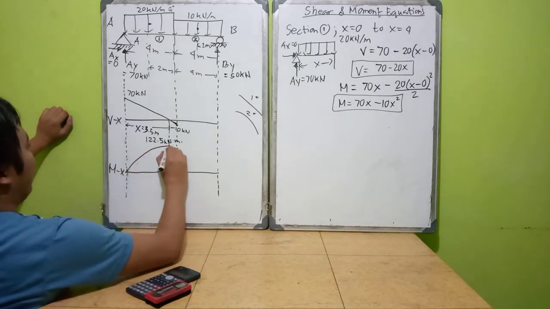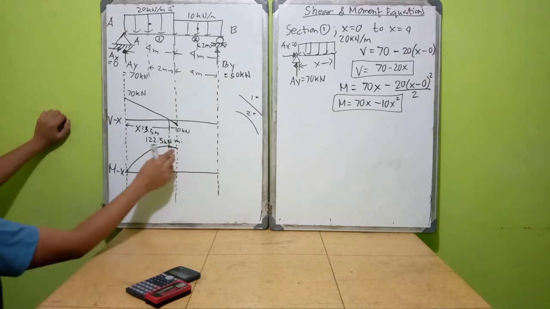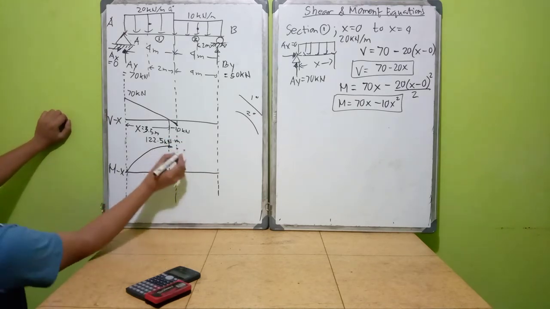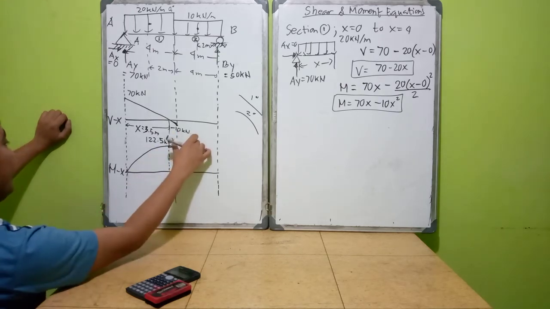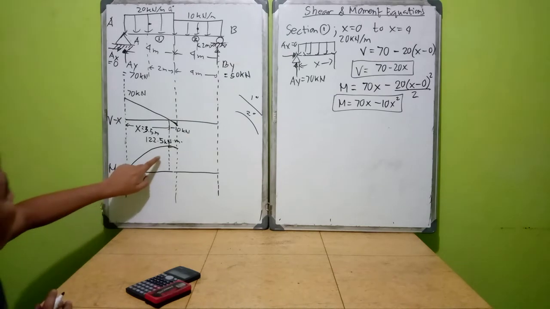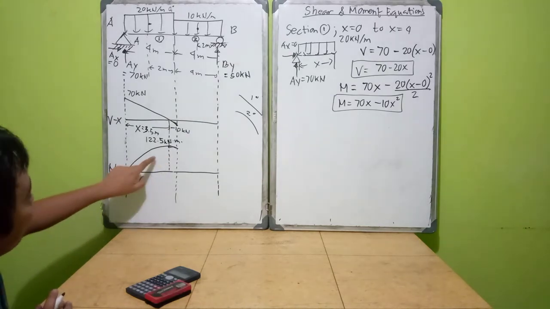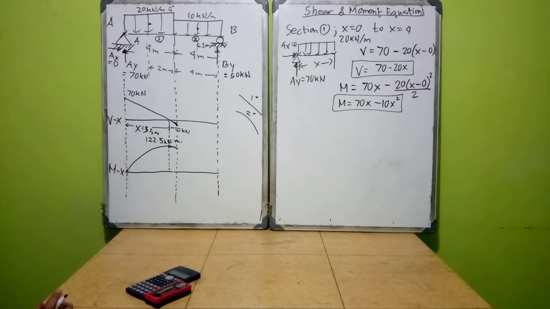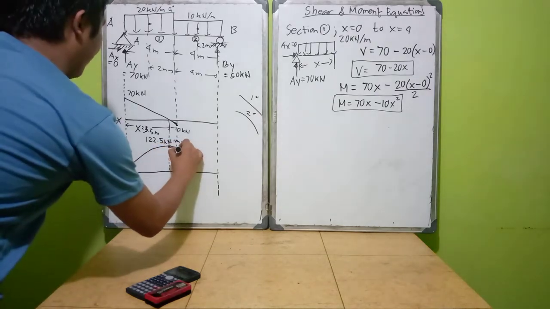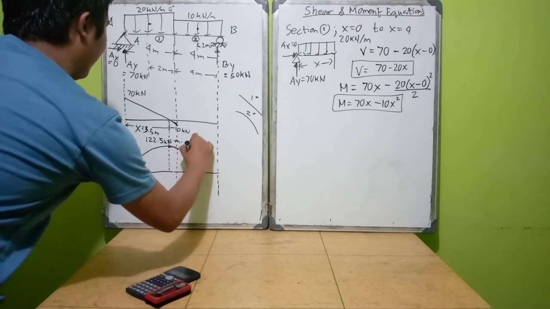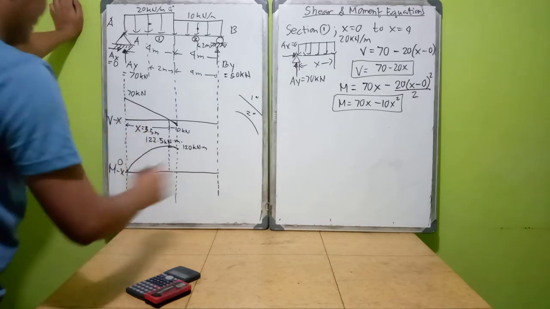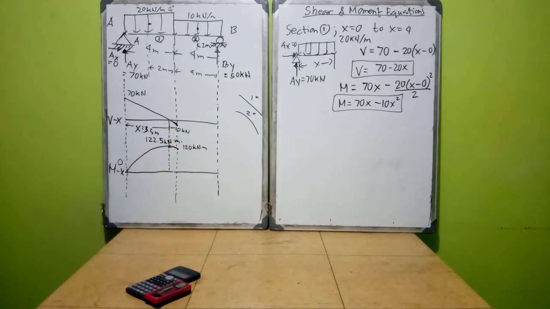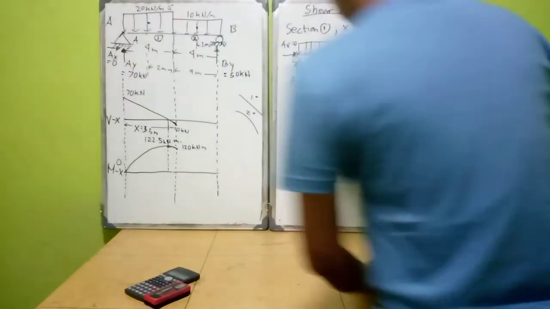Okay, so assume that this is a parabolic curve. I'm sorry, it's hard to draw exactly. So this form is a parabolic curve or a second degree curve. So this is 122.5 kilonewton meter and this point is 120 kilonewton meter. We start also at 0. Okay. So the next thing is section 2.